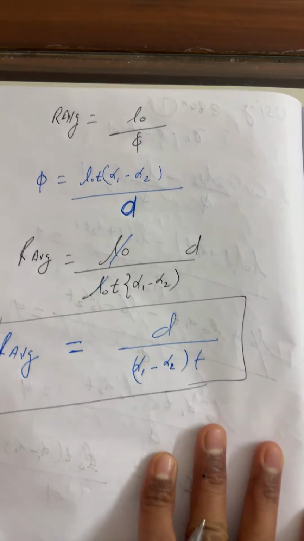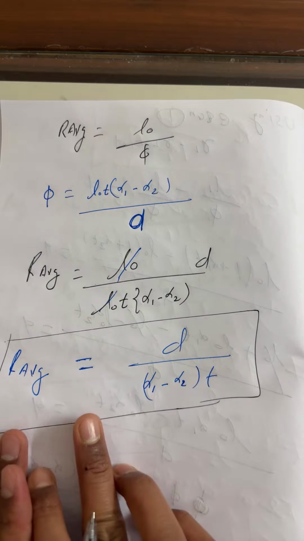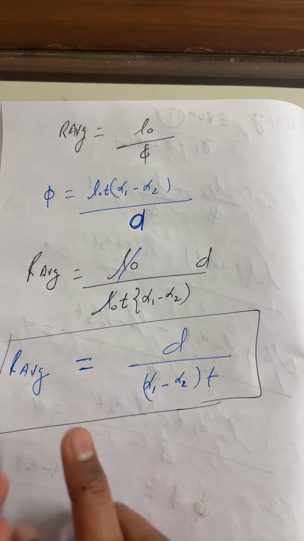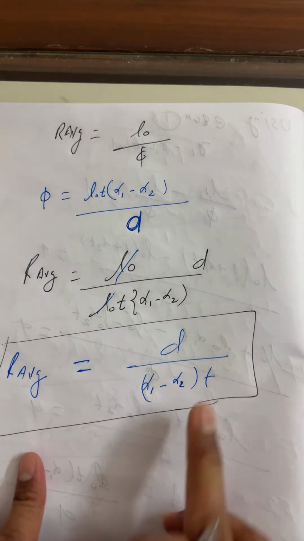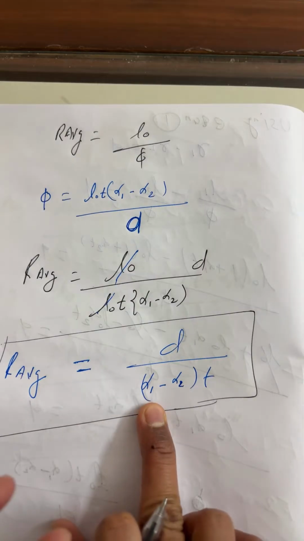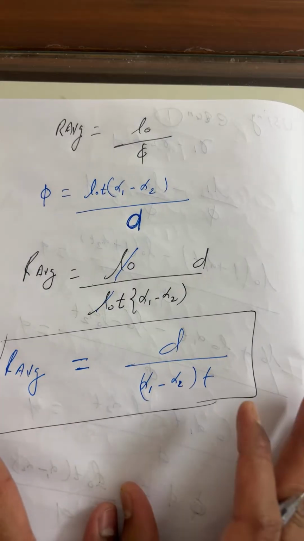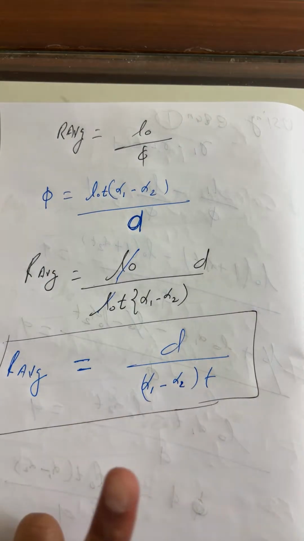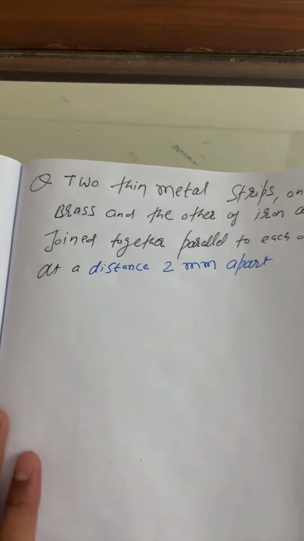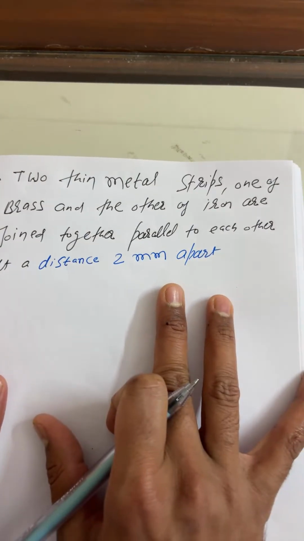In the last class, I explained the entire derivation, how the formula R average came: d upon (alpha 1 minus alpha 2) into T. Here d is the central line distance, alpha 1 and alpha 2 are the coefficients of linear expansion for whatever material they mention, and T is the temperature. Based on this, I have started one good problem on the bimetallic strip.